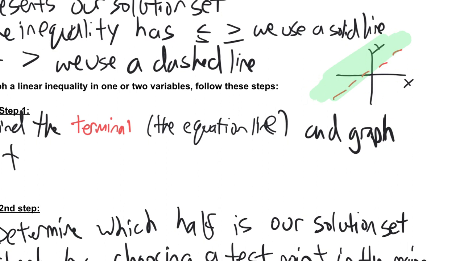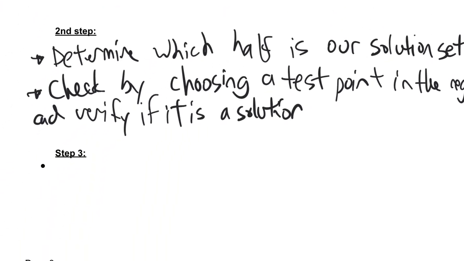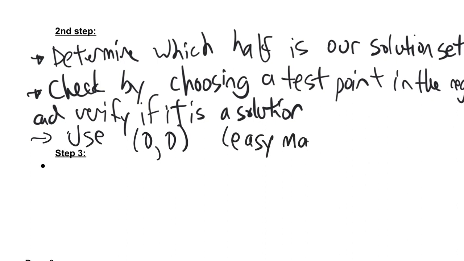Now, a point that you would probably want to use, if at all possible, is 0, 0. 0, 0 results in some easy math. So if it's obvious that 0, 0 is in one of the two regions, use it because it's very easy. If it's not, you might have to use a different one. But if you can use 0, 0, it just makes things easier.